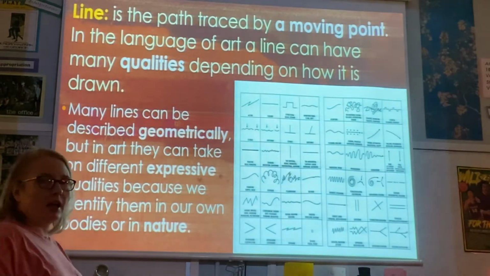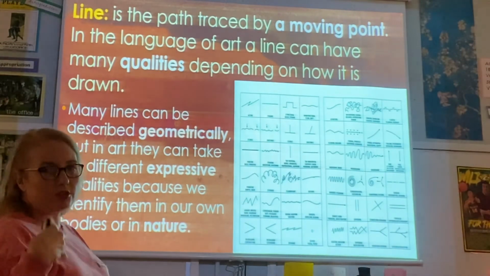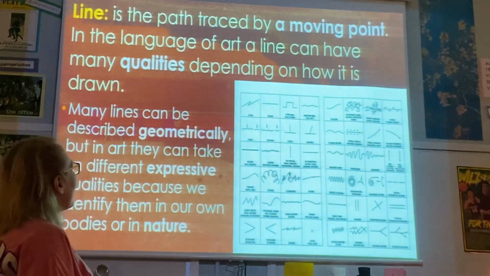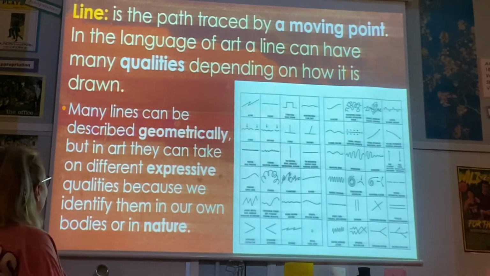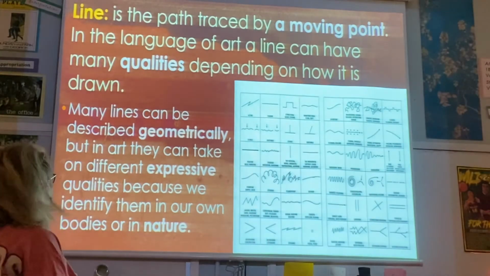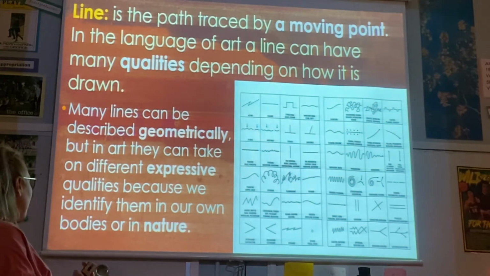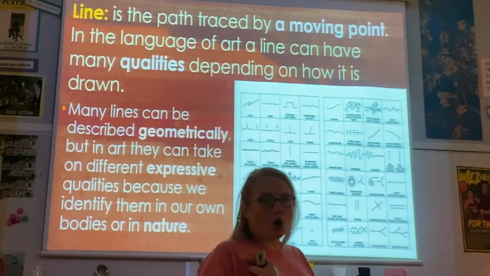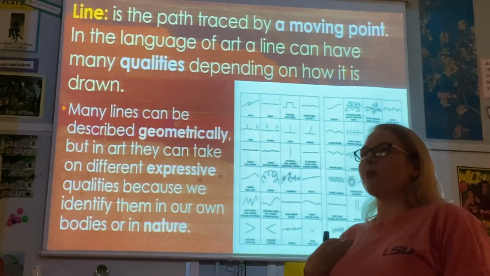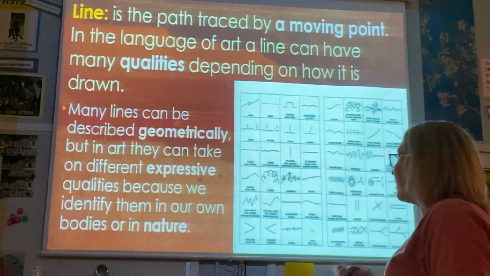Next one is line. Now lines are super fun because there's all kinds of emotions in art associated with lines. So a line is a path traced by a moving point. In the language of art, line can have many qualities depending on how it's drawn. Many lines are described geometrically, like vertical and horizontal, okay? But in art, they can take on different expressive qualities because we identify them in our own bodies or in our own nature. So you see this in cartoons all the time. You can understand the emotions of a cartoon character based on the lines associated with that drawing.